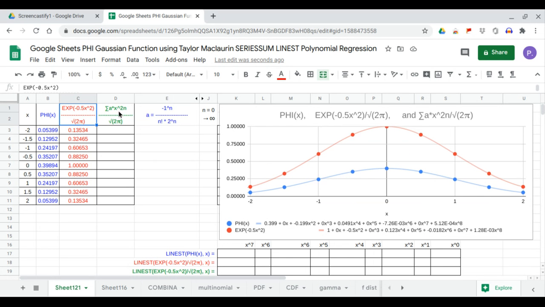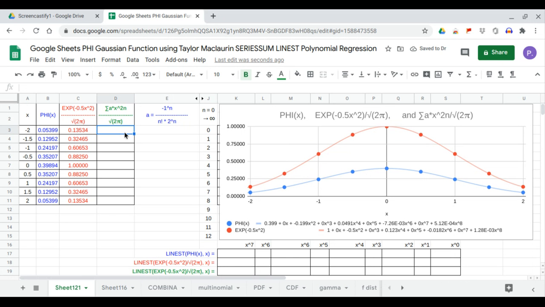But first, we will use the Taylor-Maclaurin series sum to generate the expansion of the Gaussian function. It is the summation of a times x to the power 2n, where n starts from 0 to infinity, and the coefficient a is equal to -1 to the power n over n factorial times 2 to the power n. So our n will start from 0 to infinity. We'll try to reach infinity, and 12 is good enough.